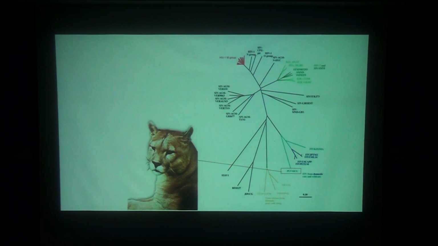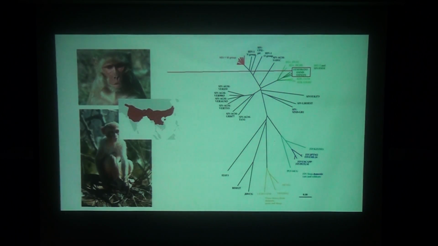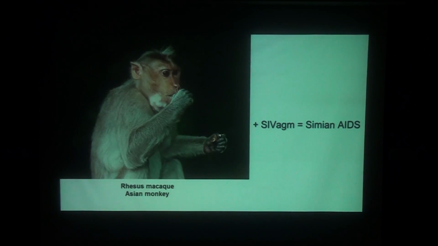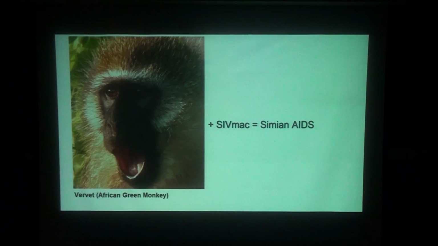Not all of them cause disease under certain conditions. For example, the simian immunodeficiency virus strain that infects African green monkeys doesn't usually cause much disease to its host. The rhesus macaque also has a strain of SIV that causes little or no disease. However, if you take a rhesus macaque, a monkey from Asia, and infect it with the SIV from the African monkey, or if you infect the African monkey with the Asian virus, the result is called simian AIDS, and it parallels what we see in humans.